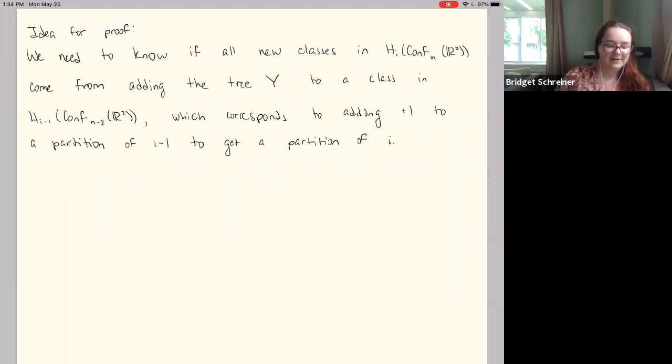So to give an idea for why that's true, we just need to know why those classes have already occurred, or if they come from taking a class in a lower homological degree and adding 1. So if every partition has a 1 in it, that means that it comes from a partition of a smaller number and adding 1 to get a new partition of i.